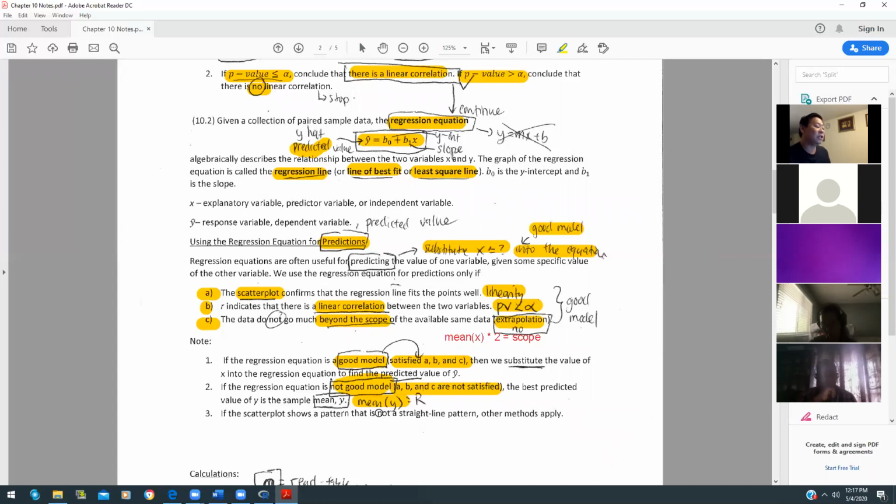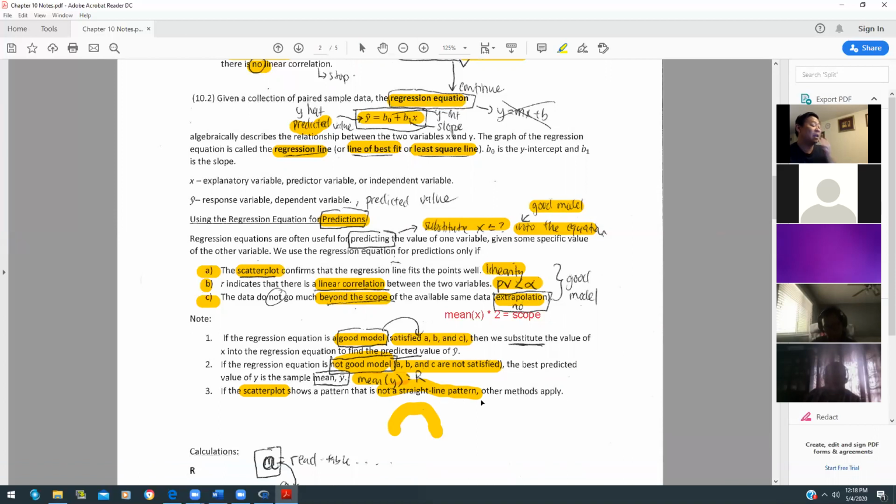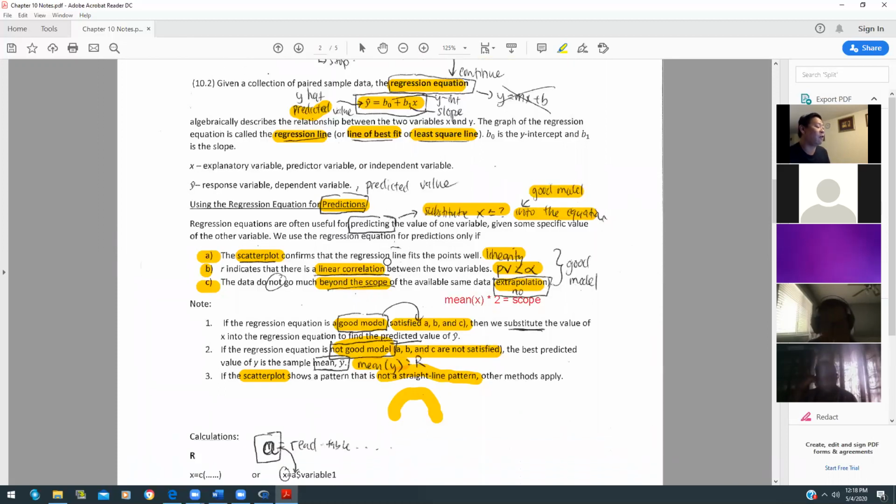Okay? And make sure that not a straight pattern means that if you draw a scatter plot and it shows a parabola like this, you cannot use this chapter. You just need to tell me that this is not a straight line pattern, and you cannot even do the regression equation y equals. You cannot do the linear regression line or the correlation coefficient. That all has to be linear.